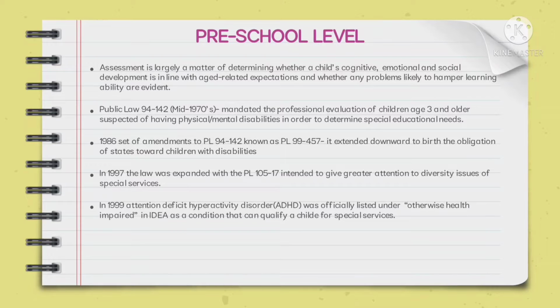And the law was expanded in scope in 1997 with the passage of PL 105-17. Among other things, PL 105-17 was intended to give greater attention to diversity issues, especially as a factor in evaluation and assignment of special services. PL 105-17 also mandated that infants and toddlers with disabilities must receive services in home or in other natural settings, and that such services were to be continued in preschool programs.